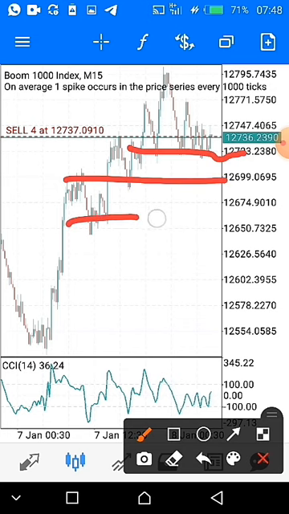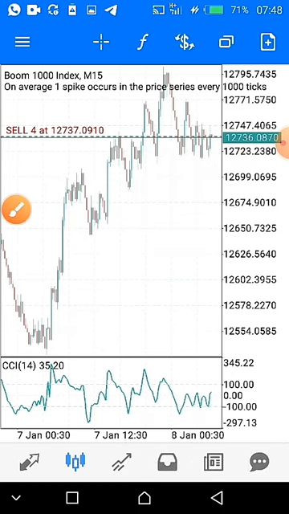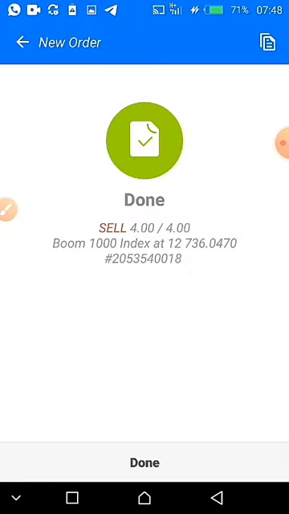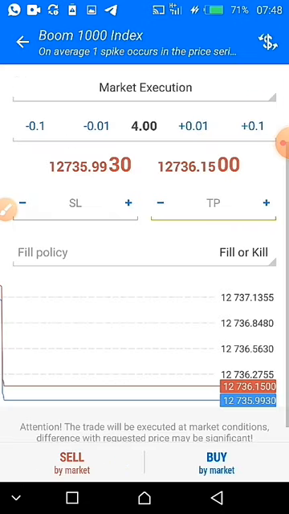Now you can see the lines I'm drawing there. These are points where I expect to see spikes. You can see that this is just the 15 minutes time frame. These are levels where I expect to see spikes. So I am taking my trades now, and I will be looking out for those levels. We are going to see how the market will react at those levels.